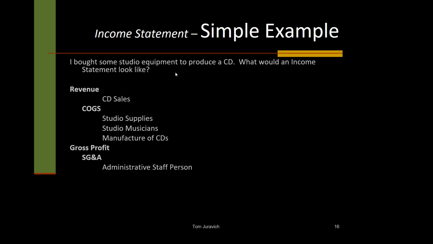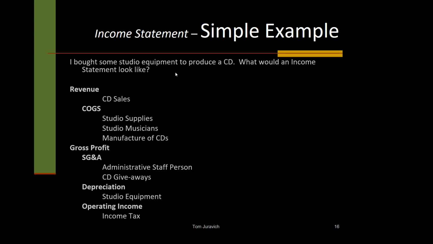SG&A, well, it could be our administrative staff person, of which we don't have, but if we had one, or CD giveaways or any sales would be part of SG&A. My accountant depreciates my studio equipment and my guitars on a regular basis. I know what that is. And that would yield our operating income.